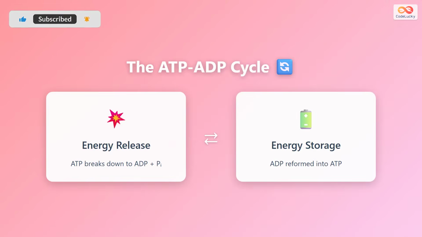Cells operate on a continuous cycle between ATP and ADP. On one side of the cycle, we have energy release. This happens when ATP breaks down into ADP plus a phosphate group, releasing energy that cells use for their activities. On the other side, we have energy storage. Here, cells take ADP and add a phosphate group back to it, reforming ATP. This process requires energy input, which cells obtain from breaking down nutrients like glucose. This cycle repeats thousands of times per second in each of your cells, constantly recycling ATP to meet your energy demands.